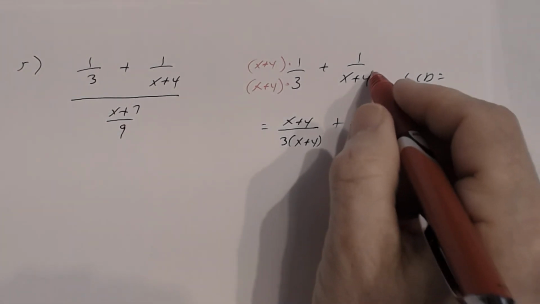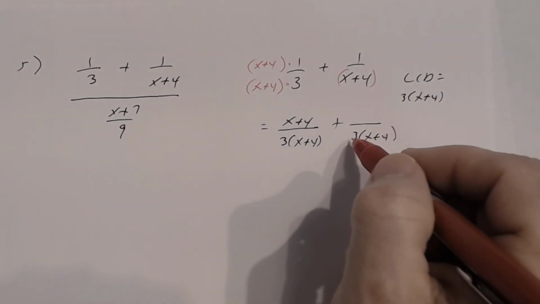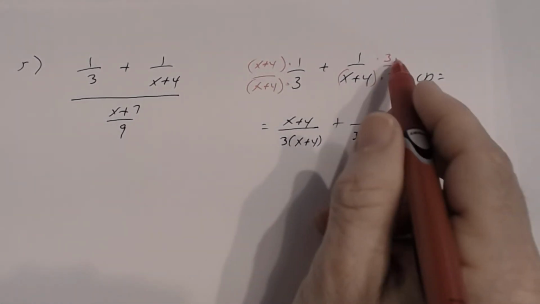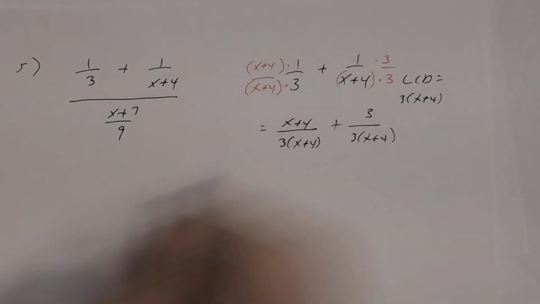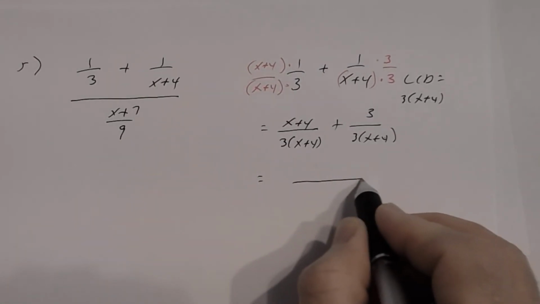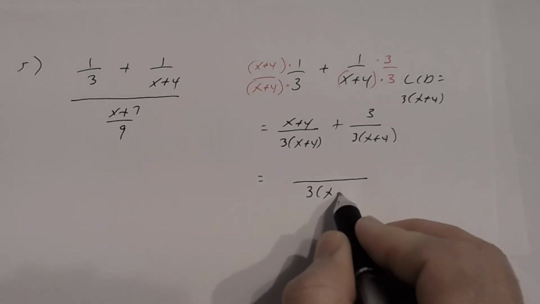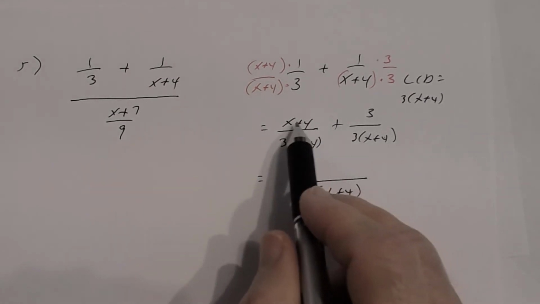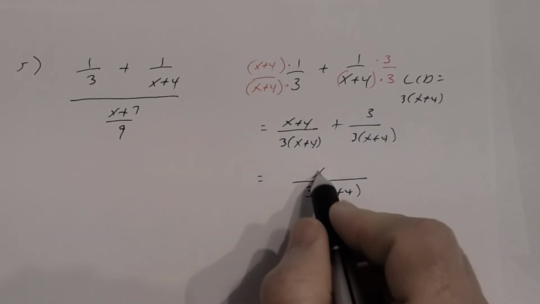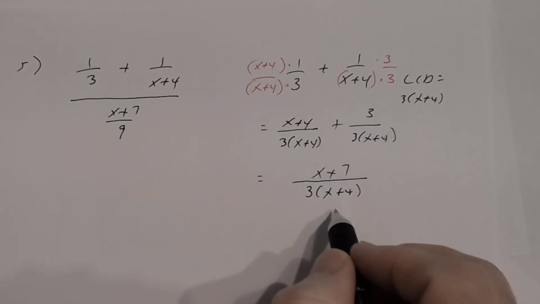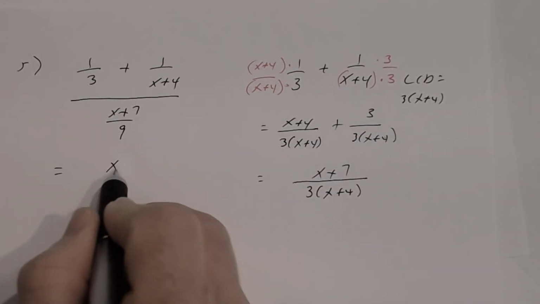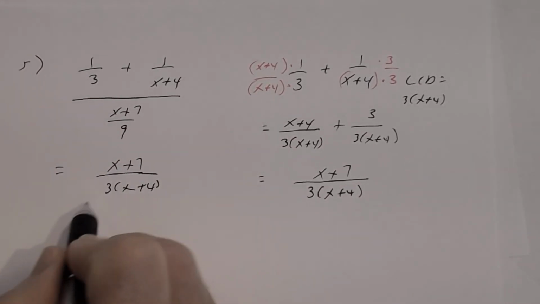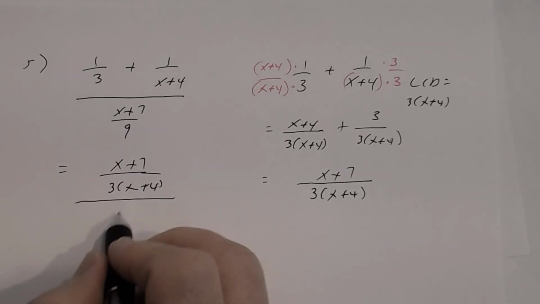Over here, what's missing? I have the x plus 4. What I need is a 3. So I have to multiply this by 3 and this by 3, and therefore 1 times 3 is 3. That's the numerator. Now I can write this as one rational expression with denominator 3 times x plus 4. The numerator is addition, so that's an easy one: x plus 4 plus 3 is just x plus 7, because 4 plus 3 is 7. So my numerator is x plus 7 divided by 3 times x plus 4. The denominator I don't have to do anything with, because that's already one fraction.